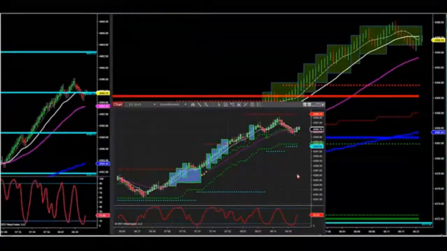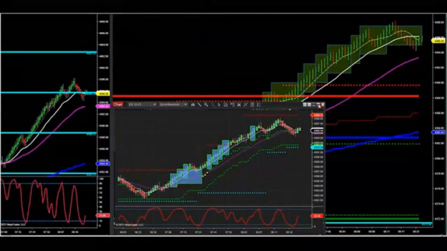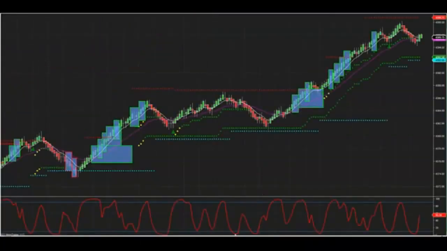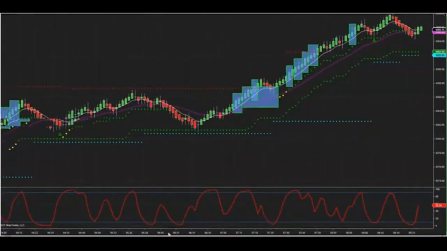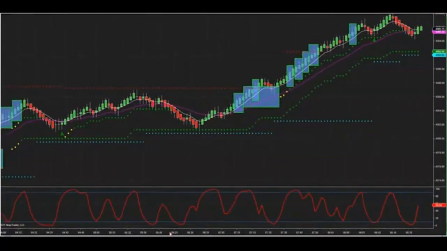So let's go over the setup this morning. All right, Gerald. So we just had a trade fire off. Here we got a dual running ATR. Let's take a look at it.